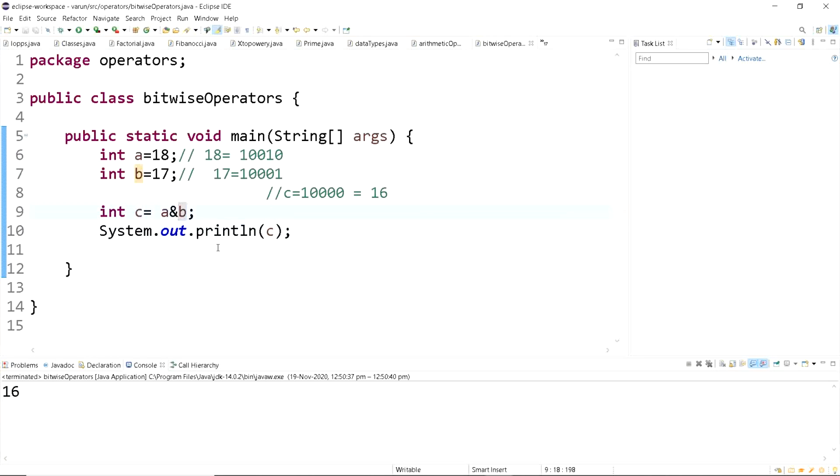Now let us see how the OR operator works. We'll take those same numbers. For OR you use this pipe symbol. Pipe is this straight line. You call this pipe. So we'll see how the OR operator works here.